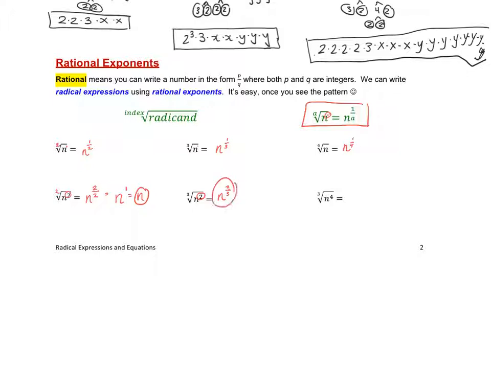Okay, and then for this one we have n to the 2 over 3. Okay, so that's that. 2/3 is already simplified, and then here we have n to the 4 over 3, n to the 4/3. So now that you've seen it, maybe you caught on. That's great if you did.